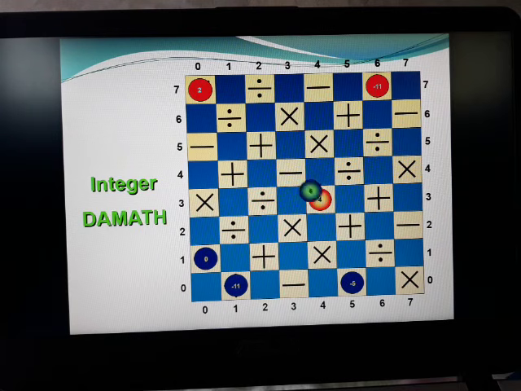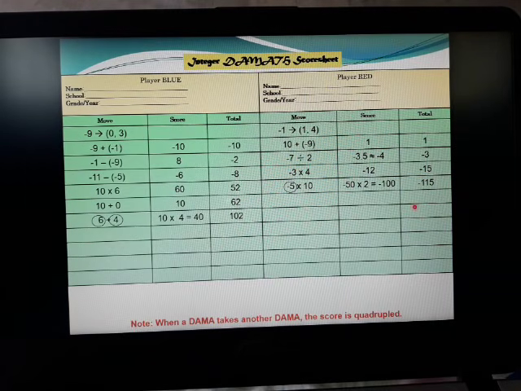Next one, a Dhamma chip takes another Dhamma. So the score is quadruple. So 6 plus 4, that is 10. So 10 times 4 is equal to 40. Added to the previous score, which is 62, that is the total, we have 102.